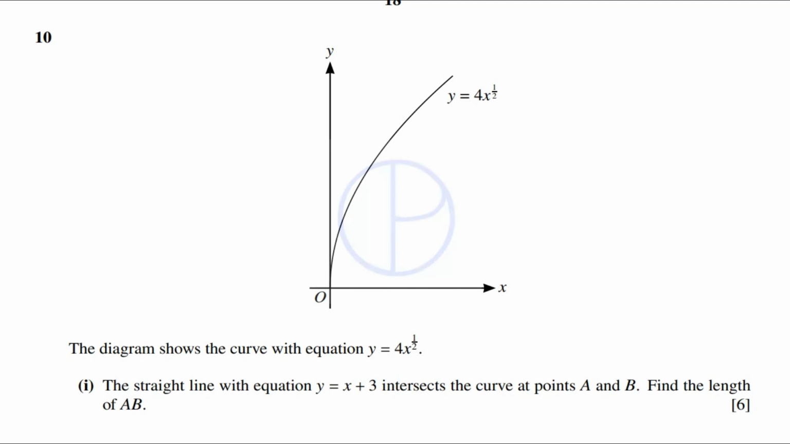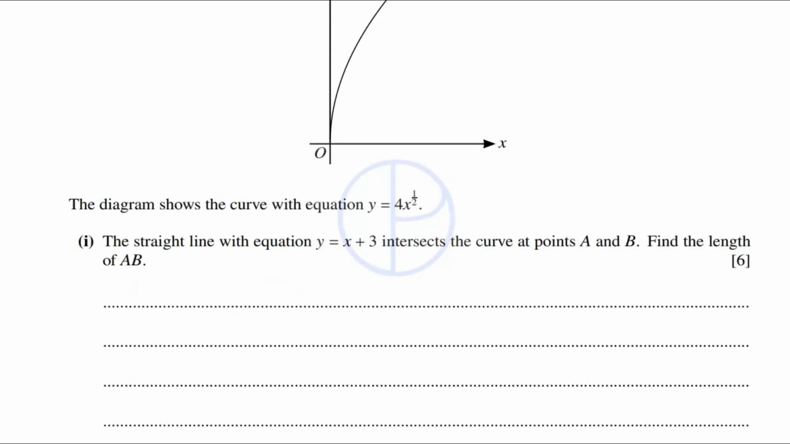So it's given the curve intersects the line. So the curve equation is y is equal to 4x power 1 over 2, and the straight line equation is y is equal to x plus 3. When it intersects at that point, both are equal. So let's equate the curve equation with the line equation to find the points of intersection, so that we will find the values of the points of intersection A and B.